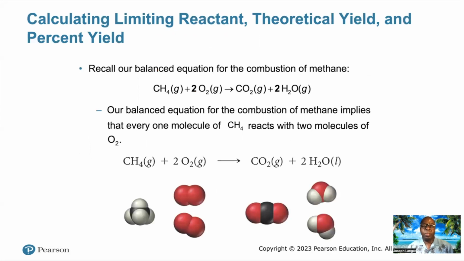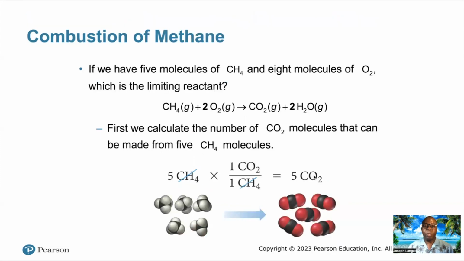This is a balanced equation for the reaction of methane with oxygen to produce CO2 and gaseous H2O. This we balanced earlier on. So from our balanced equation, this is how it looks. Suppose we have 5 molecules of methane and 8 molecules of oxygen gas. Which one is the limiting reagent?